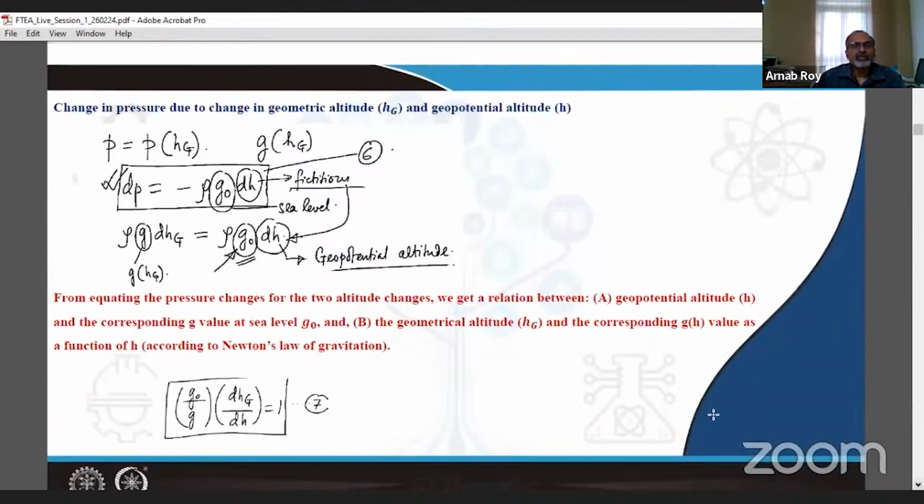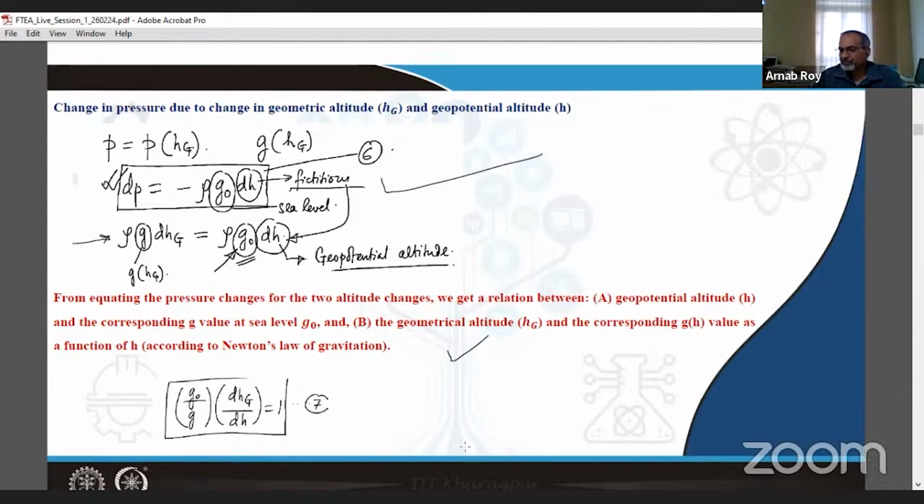And then from the change in pressure that we calculated, we defined the connection between the change in geopotential altitude and geometric altitude. And thereby we brought in this relation where dH and dHg get connected through the two values of acceleration due to gravity, namely G naught and G. And we have a small note here as well to indicate that issue.